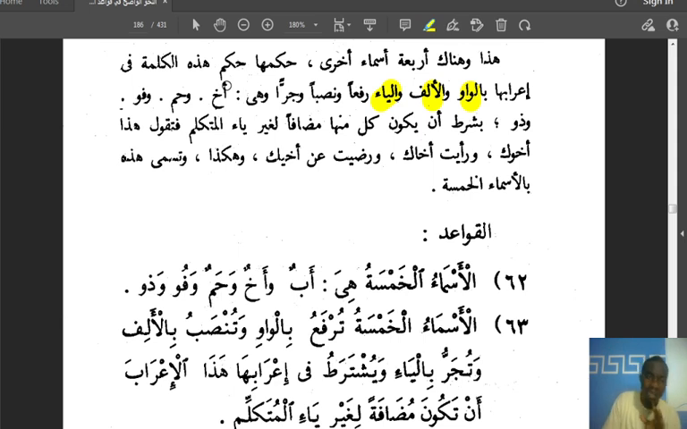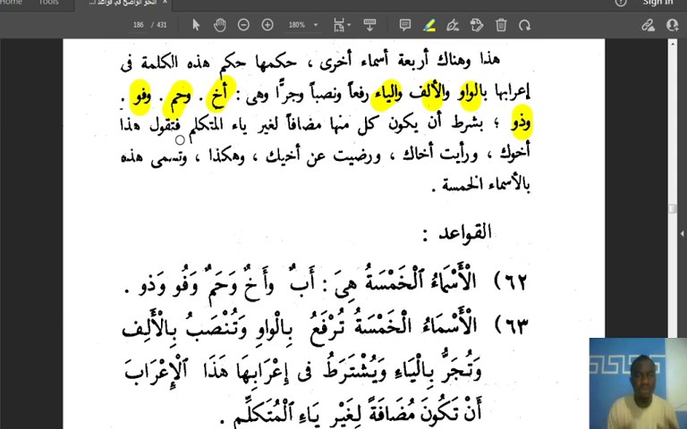The other four are akh, ham, fu, dhu, بشرط, but with a condition. These are the other four, but with the condition that بشرط أن يكون كل منها مضافا لغير ياء المتكلم. Said each of them should be mudaf.